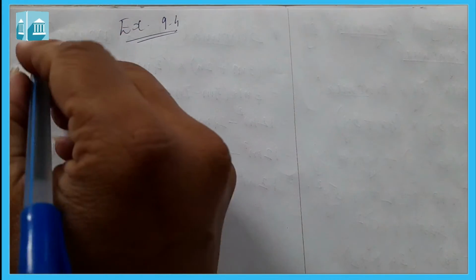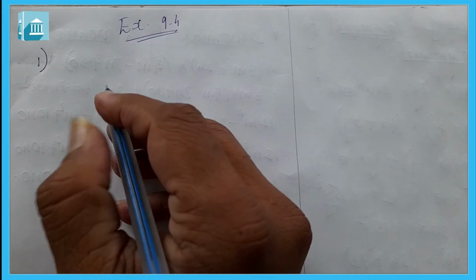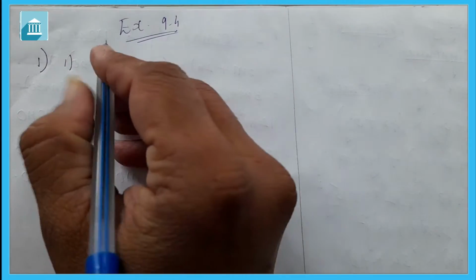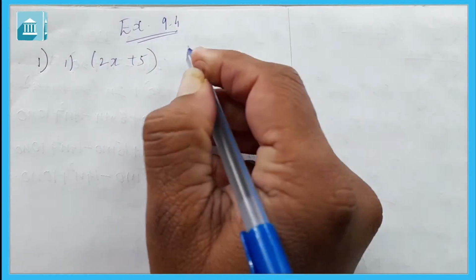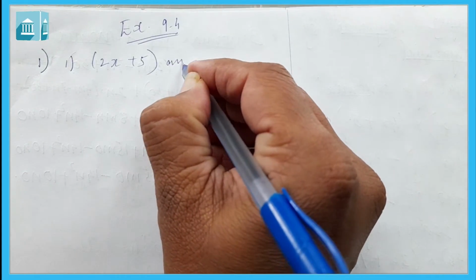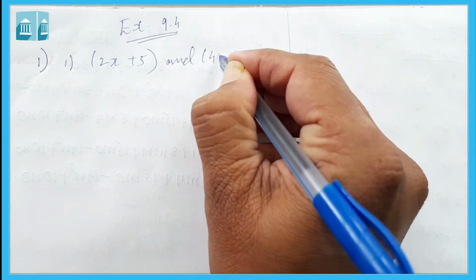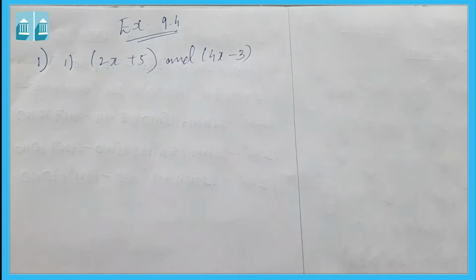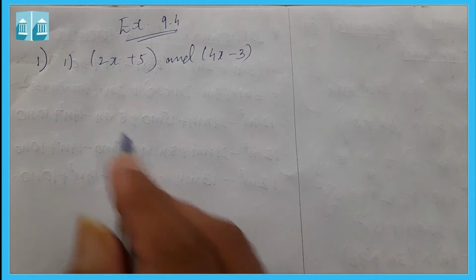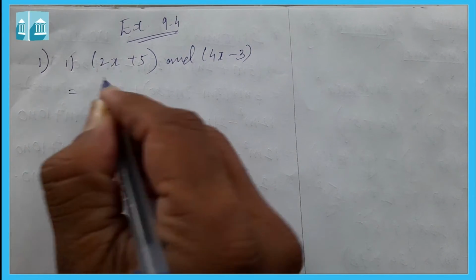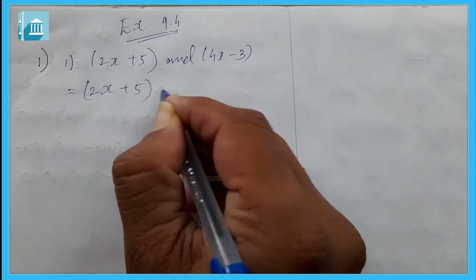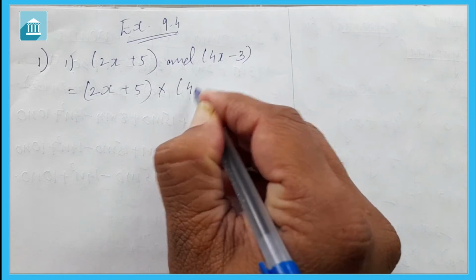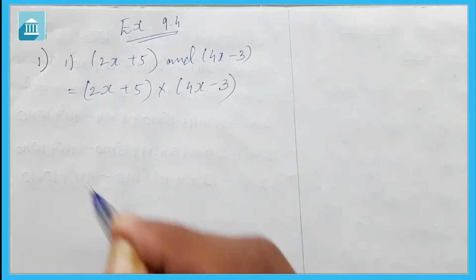Now let us see exercise 9.4. In exercise 9.4, question number 1, multiply the binomials. The first one given is 2x plus 5 and 4x minus 3. We have to multiply them, so it is equal to 2x plus 5 multiplied by 4x minus 3.